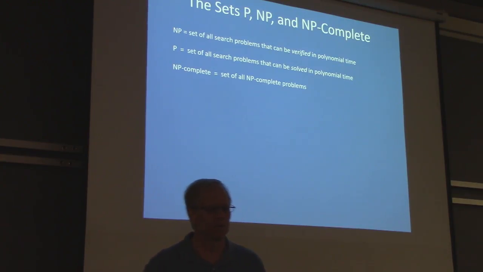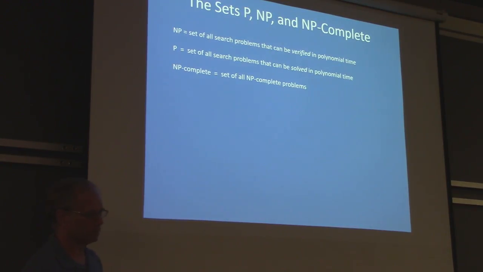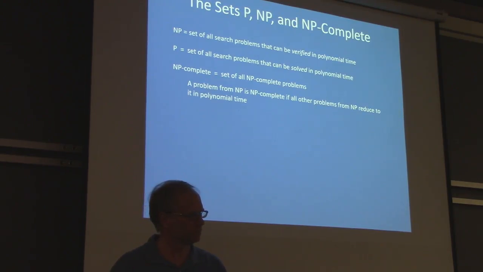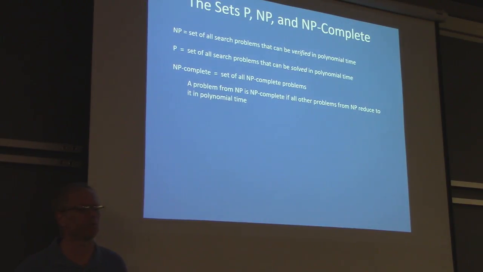Okay? Now there's a set NP complete. So far it doesn't say anything. The set NP complete is the set of all NP complete problems, and you can say what that is. A problem from NP is also called NP complete if all other problems from NP reduce to it in polynomial time. So you think of an NP complete problem as being the master problem. The NP complete problems are the hardest problems from NP because all the other problems reduce to it in polynomial time.